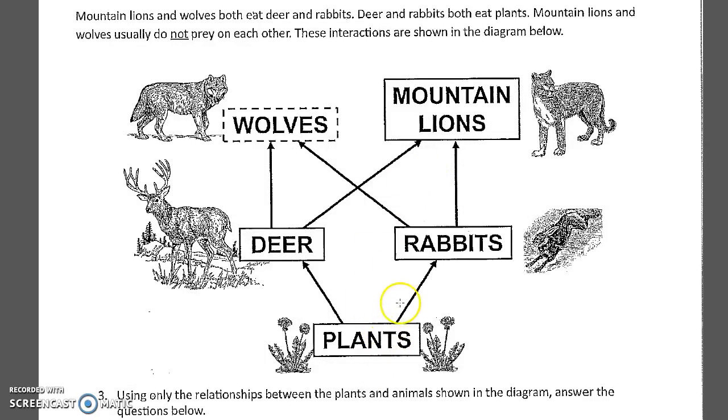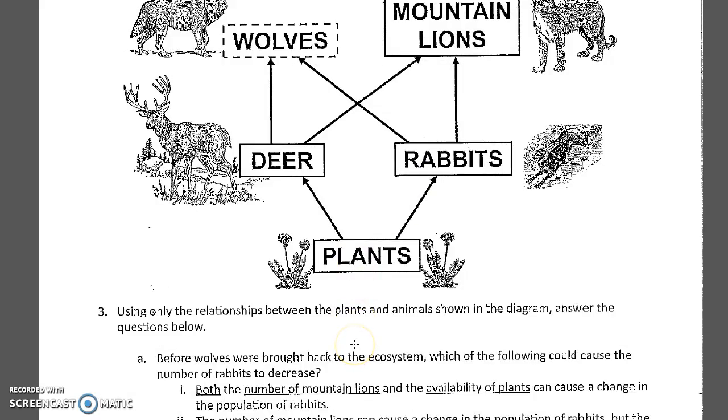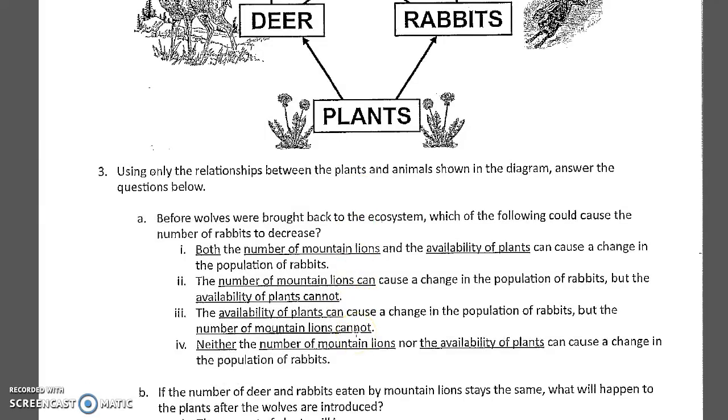So remember that the arrows go to the animal receiving the energy. So use this diagram to answer the following questions. Number 3. Using only the relationship between the plants and animals shown in the diagram, answer the questions below. A. Before wolves were brought back to the ecosystem, which of the following could cause the number of rabbits to decrease? 1. Both the number of the mountain lions and the availability of plants can cause a change in the population of rabbits. 2. The number of mountain lions can cause a change in the population of rabbits, but the availability of plants cannot.